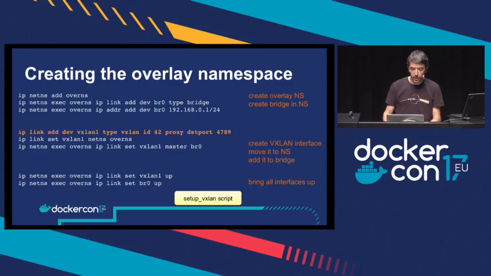But basically what I'm going to do is create a namespace. I'm going to create a bridge in that namespace and give it an IP address. And then I'm going to create a VXLAN interface in that namespace and connect it to the bridge. Okay? Since all these commands are kind of big, I'm going to use a script, but this script is basically doing exactly what I showed. So let's go to the demo.